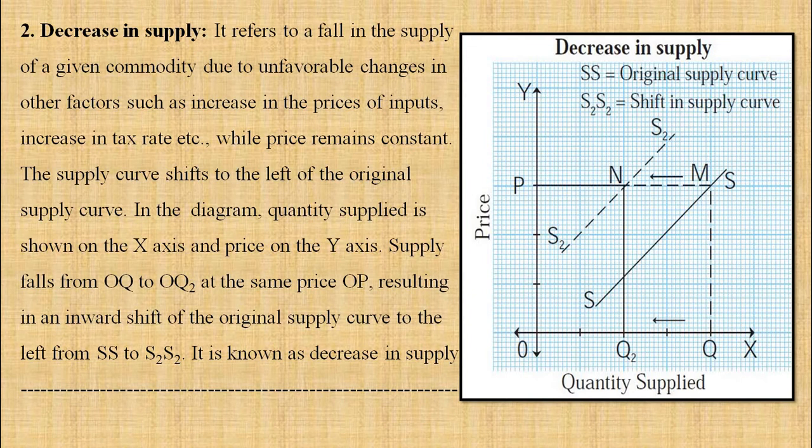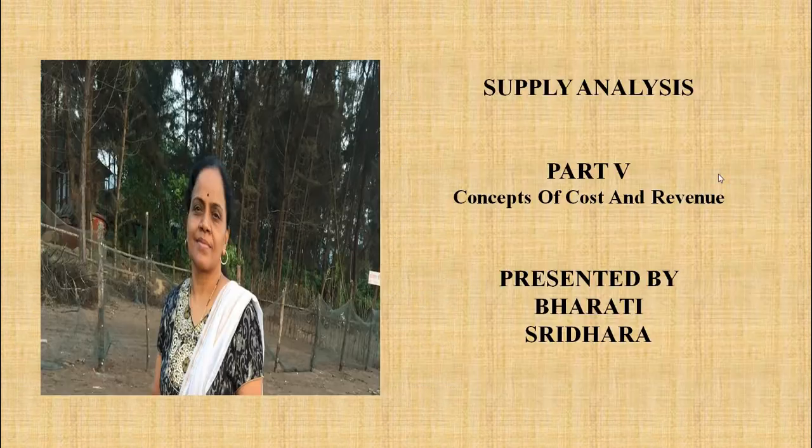Understand decrease in supply. That means there is a fall in supply because of factors other than price. Here also the diagram is the same. The other factors are responsible for the fall in supply. Look at the diagram. Along the x-axis we measure quantity supplied, along the y-axis we are showing price. OP is the original price, OQ is the original supply, and SS is the original supply curve.